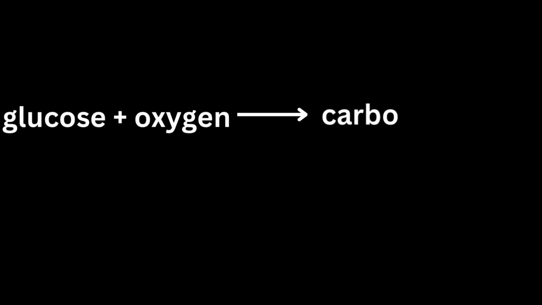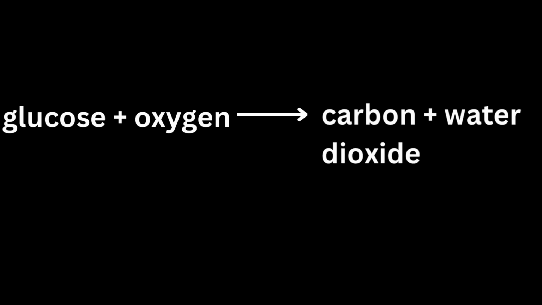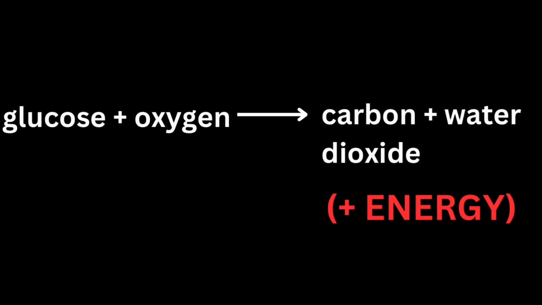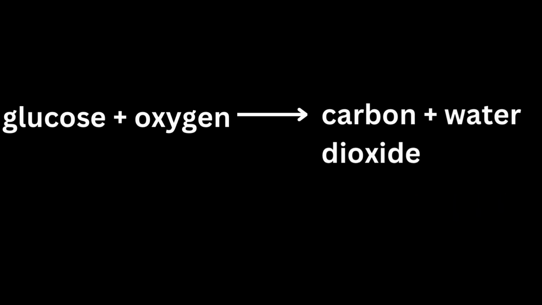Let's look at the word equation for respiration. So we already know that the ingredients that we need are glucose and oxygen, and they make carbon dioxide and water. The reaction also releases energy, which is the reason why we do it, but I've put energy in brackets because it's not a chemical.